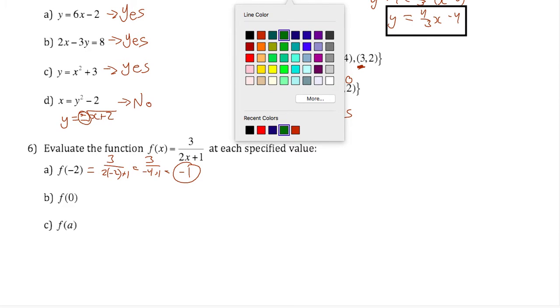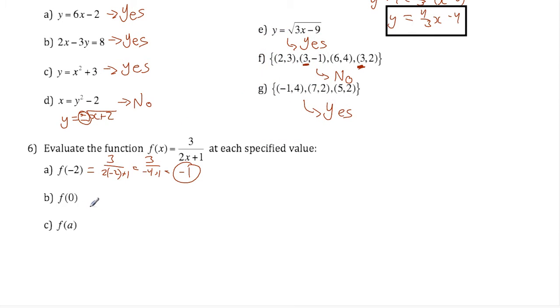That's nice. Here, f of 0, we're going to have 3 over 2 times 0 plus 1. Well, that's just 3 over 1, which is 3.